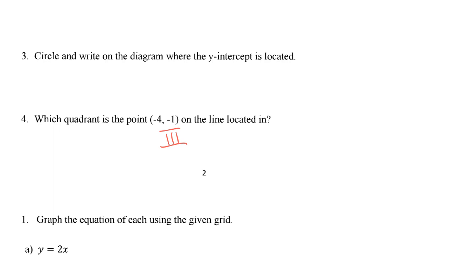And what's unique about quadrant 3 is that the x values and the y values are both negative. Okay, that looks terrible, I'm going to redo that. But that is one of the defining features of that quadrant, that the x and the y coordinates are both negative.